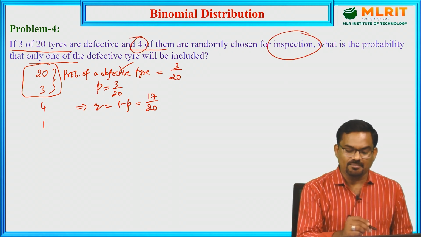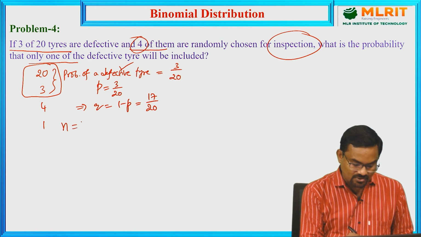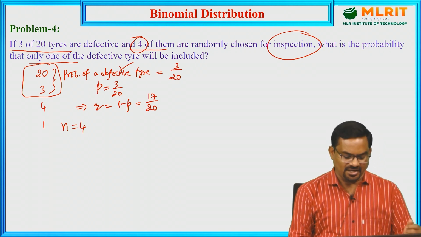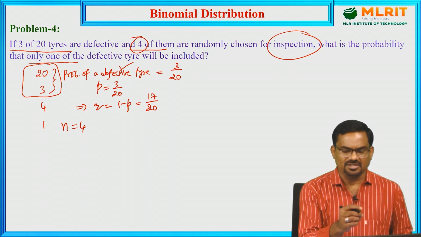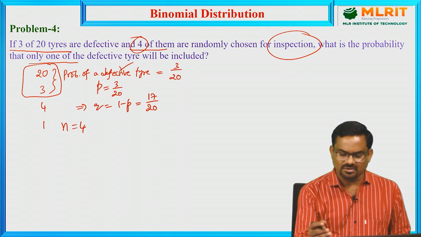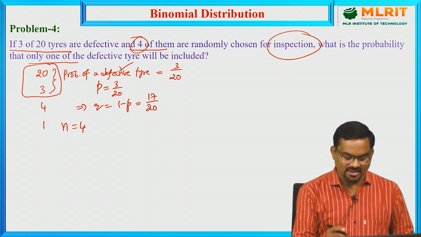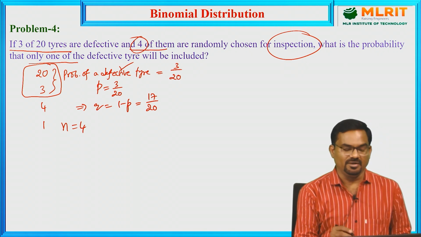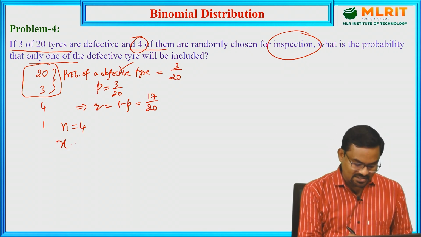Now, how many are selected for inspection? 4 of them are selected. So, n equal to 4, the number of trials, because we need to inspect each tire. For example, let us consider the first tire, that is 1 trial, second tire, third tire, fourth one. So, 4 trials, n equal to 4. Only one defective tire will be included. So, that means x equal to 1.